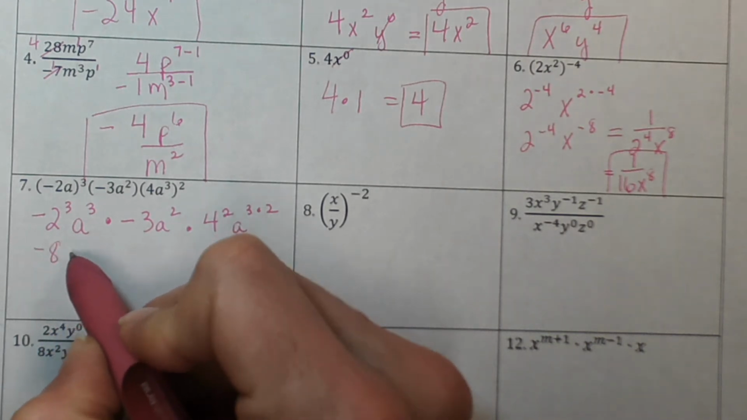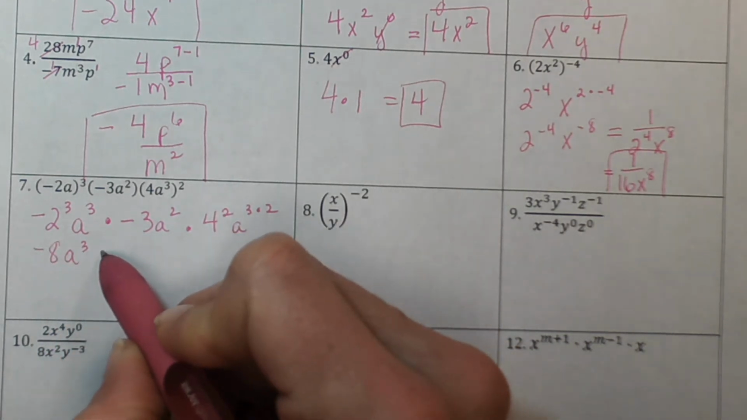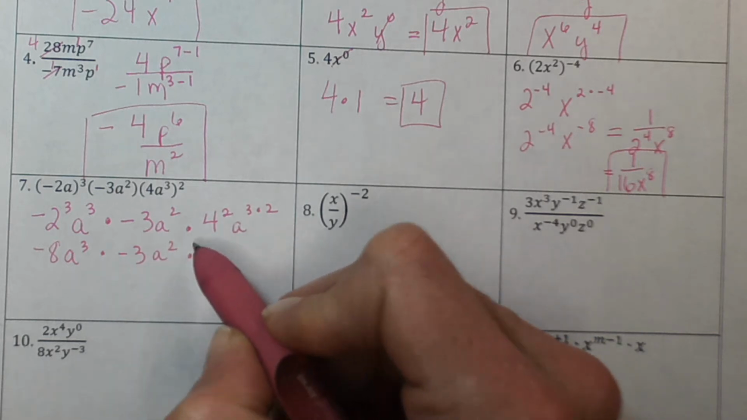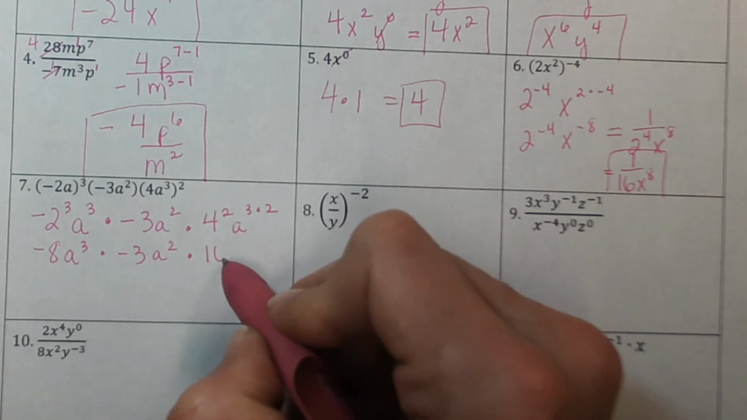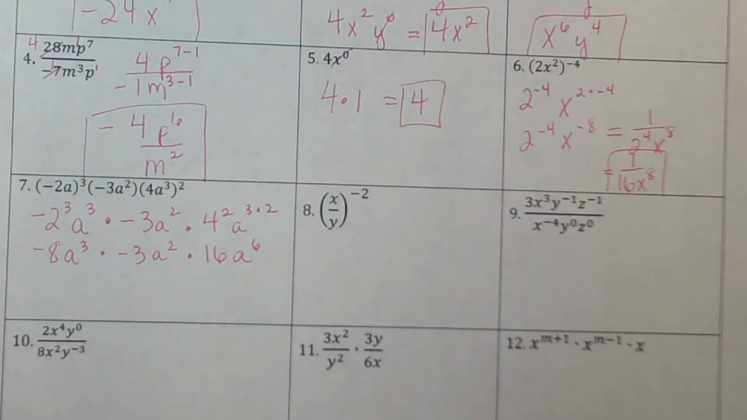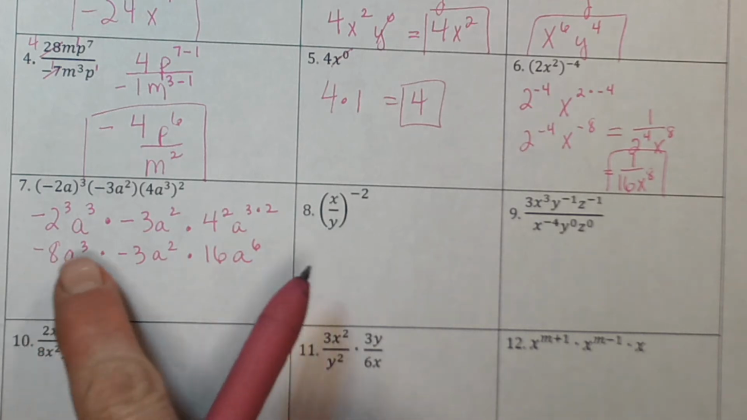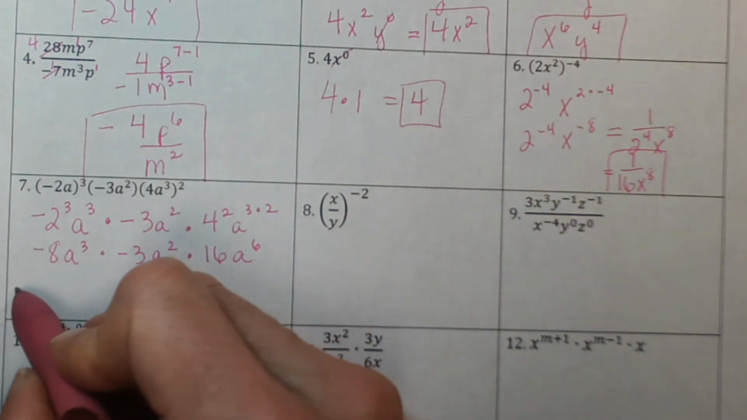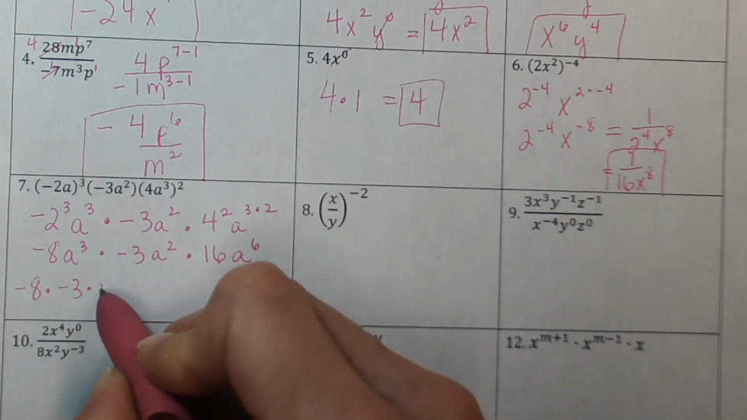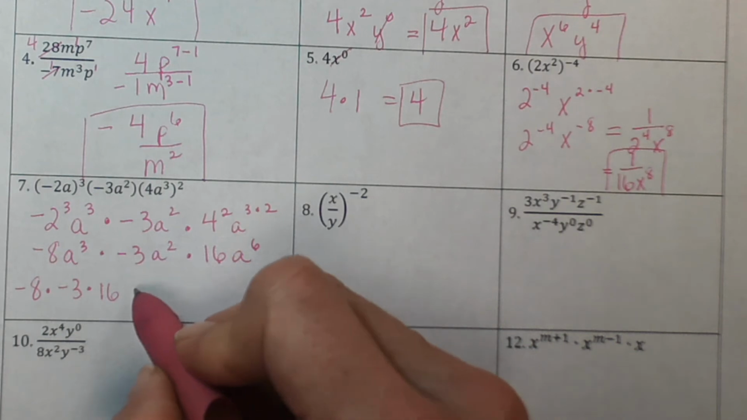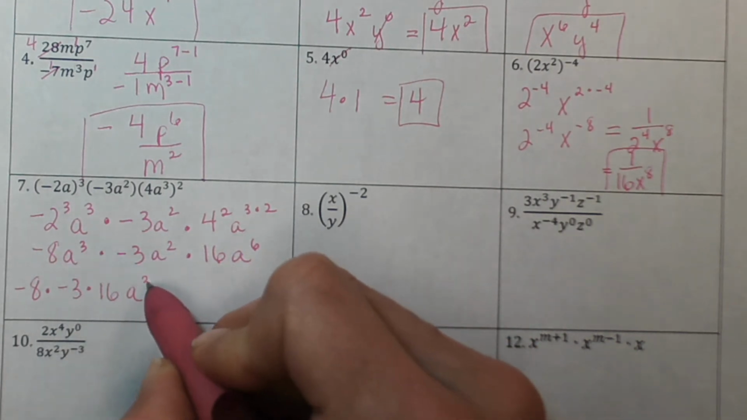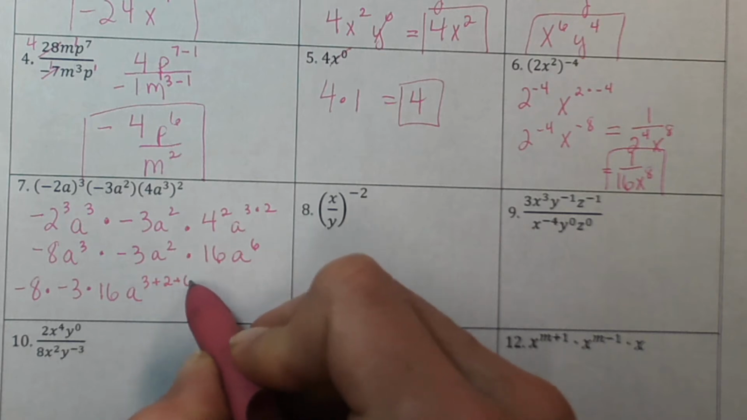I have negative 8, a to the third, times negative 3, a squared, times 4 squared is 16, a to the 3 times 2 is 6. So now I'm going to take my coefficients. So I have negative 8 times negative 3 times 16. And then they all have the same base, so now I'm just going to add my exponents. So I have 3 plus 2 plus 6.